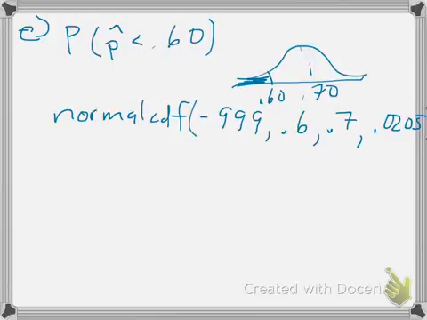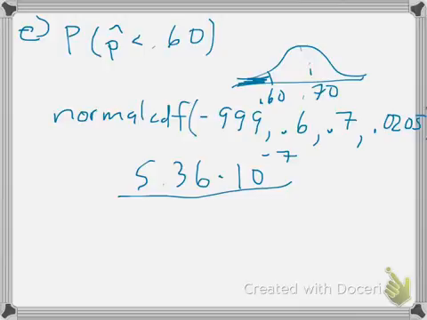And I got a pretty small answer, 5.36 times 10 to the negative 7. So to answer part F, a student finds that 60% of his students buy their lunch in her sample. Is this unusual? And yeah, it's unusual.